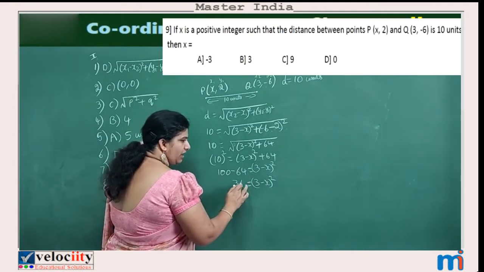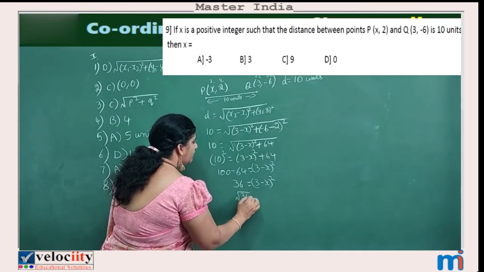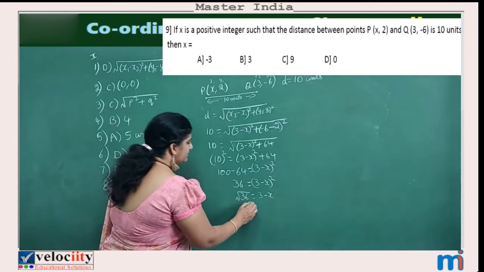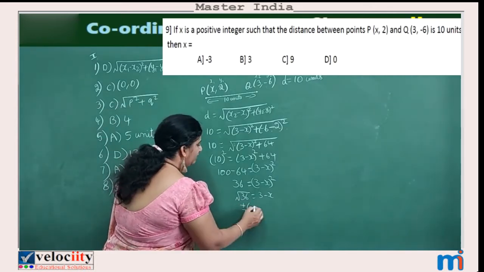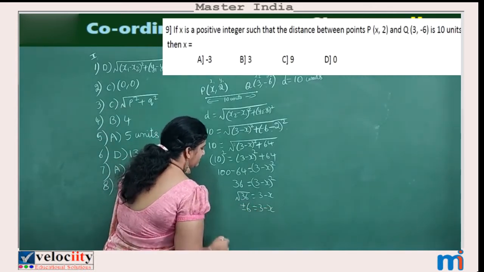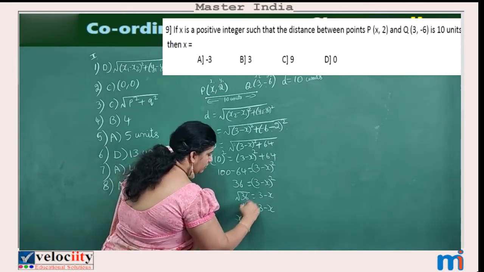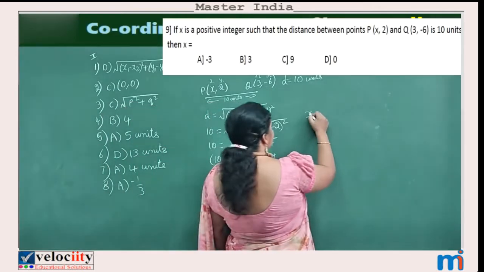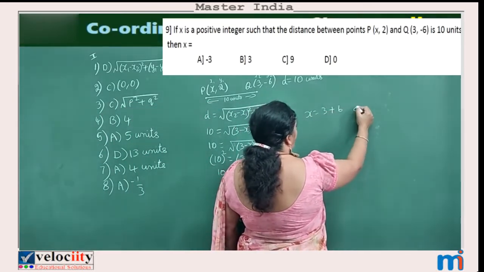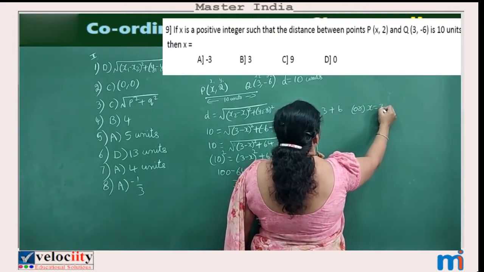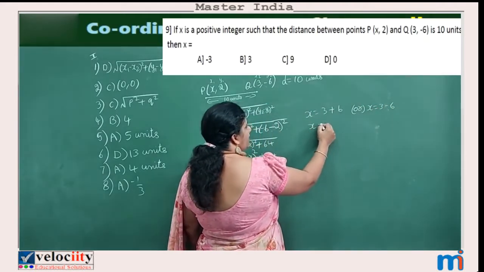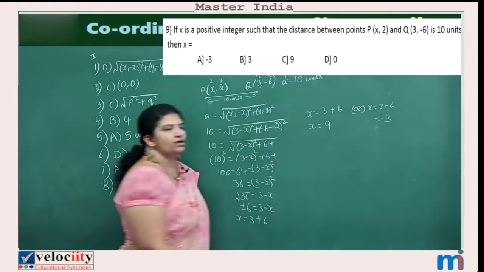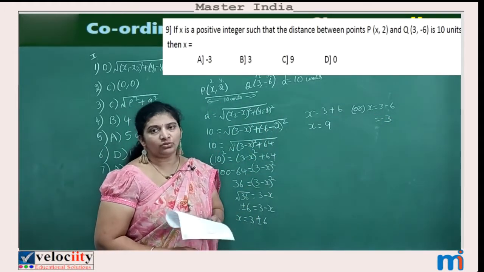Now remove the square: apply the square root on the other side. Square root of 36 is equal to 3 minus x. Square root of 36 value is 6. Plus or minus 6 is equal to 3 minus x. Now x is equal to, bringing this side, 3 plus or minus 6. So x is equal to 3 plus 6 or x is equal to 3 minus 6. 3 plus 6 will be 9, and 3 minus 6 will be minus 3. Therefore, x is equal to 9 or x is equal to minus 3.